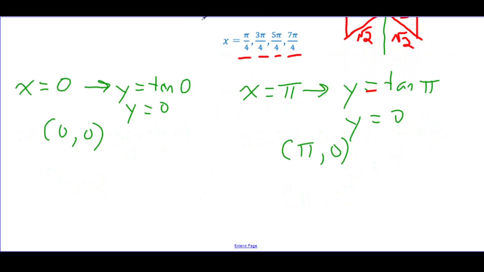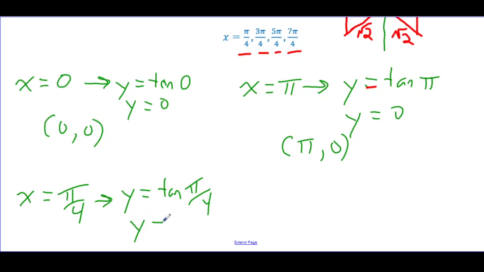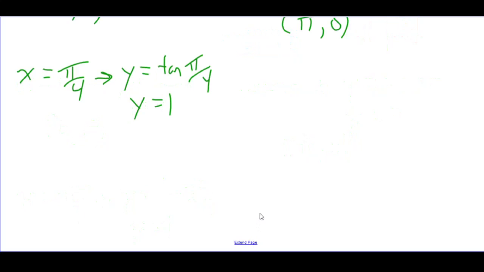Moving on to these guys right here, pi over 4. So at x equals pi over 4, I know I've got y equals the tan of pi over 4. And using those special triangles, that is equal to 1. So we have another point of intersection, which is at pi over 4 comma 1.